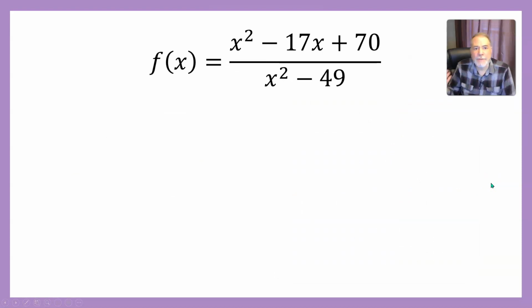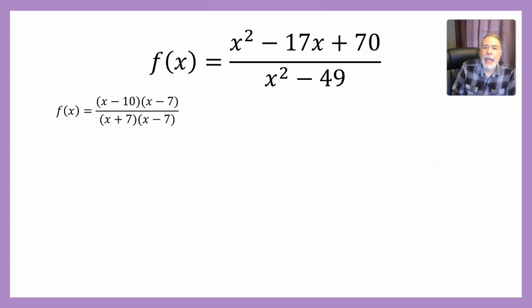Okay, what about this one? f of x equals x squared minus 17x plus 70 over x squared minus 49. This is another rational function, and it might be easier to see what's going on if we factor the numerator and the denominator. So the numerator can be factored into x minus 10 times x minus 7, and the denominator can be factored into x plus 7 times x minus 7.